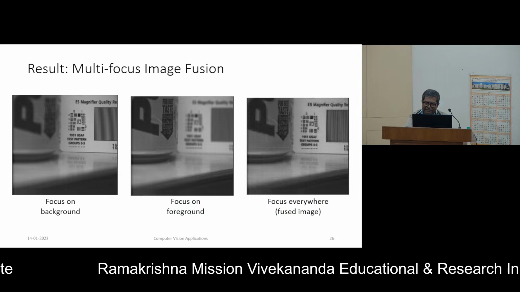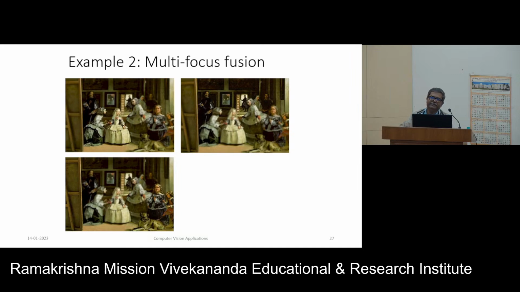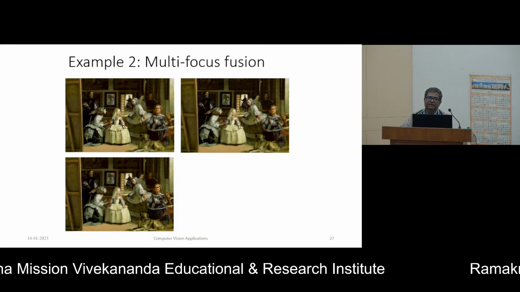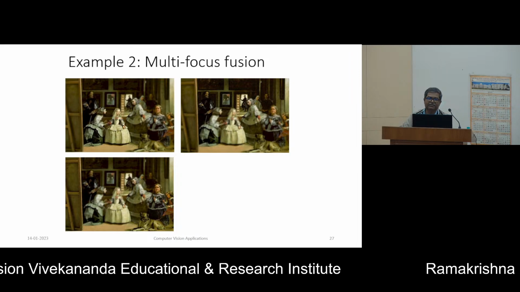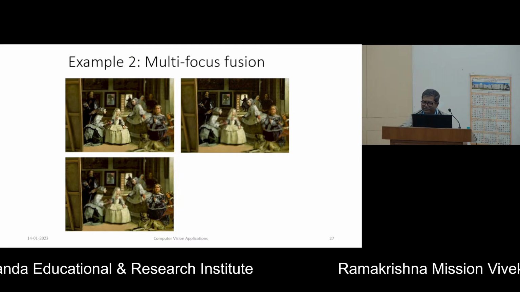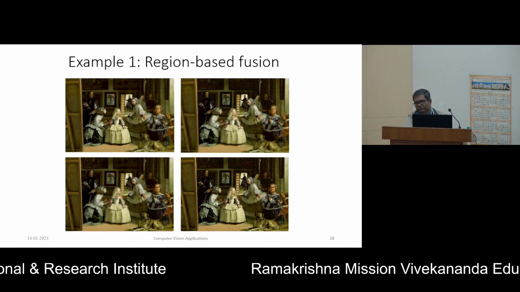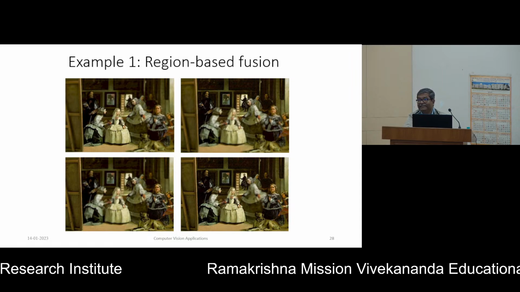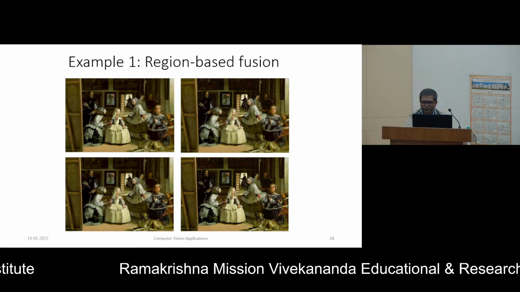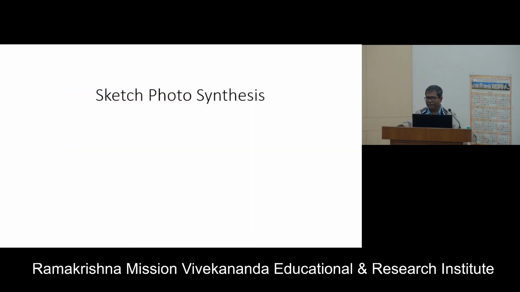Another example: there are 3 different images. In the first image, some portion is in focus and all the rest are out of focus. Here some part is focused, the rest are out of focus. Here some are focused, the rest are out. So if I combine these 3 together, I will have a picture where every object is in focus. Then another application. These are very quick, just giving you the idea. I'm not going into the detail of the algorithm.